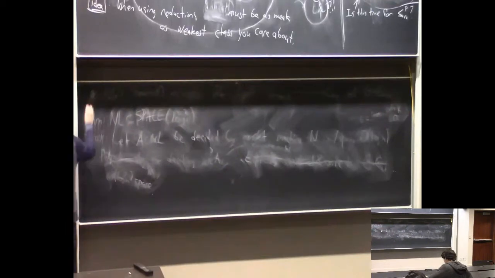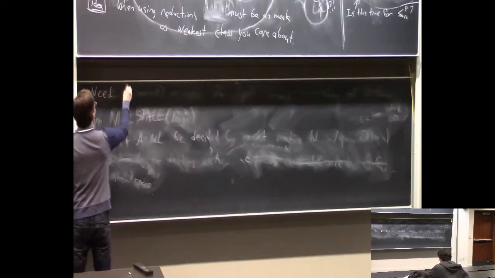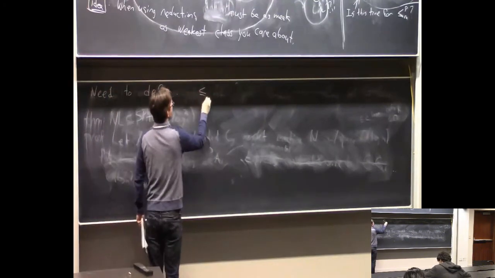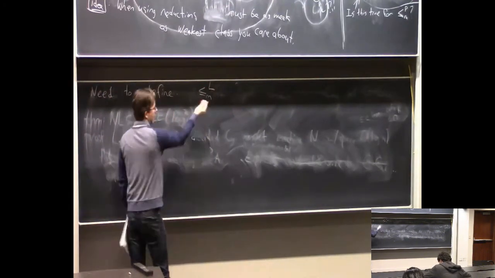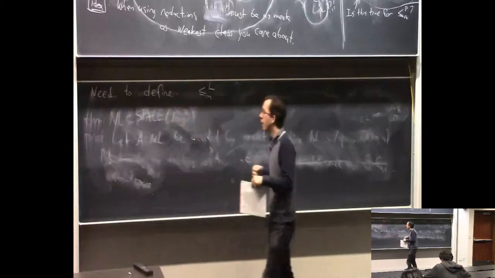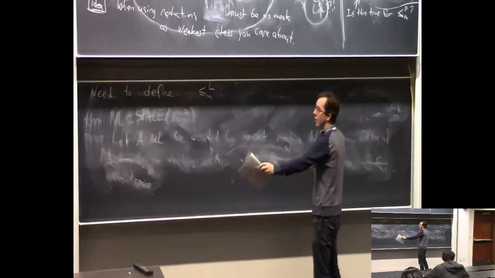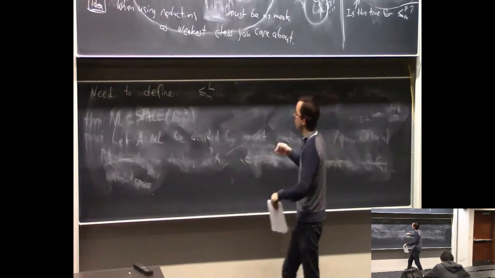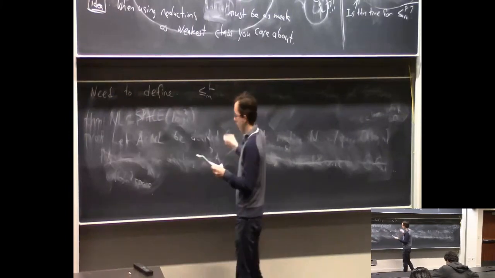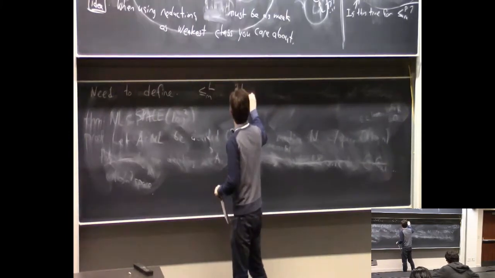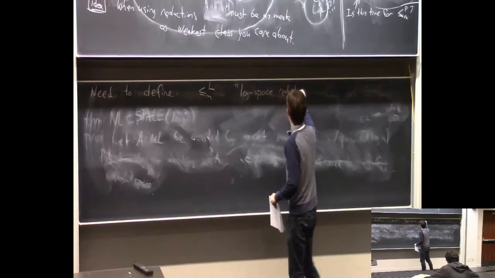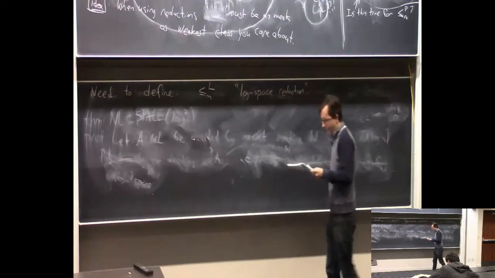OK, so we need to define this symbol, less than or equal to ML. The M stands for mapping. It still refers to the fact that it's just this property where you take a string, you output a new string. You take x, you output some R of x, and x should be in A if and only if R of x is in B. This is called log space reduction. Of course, the L stands for log space.